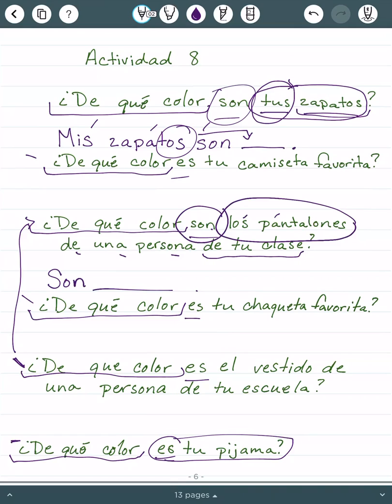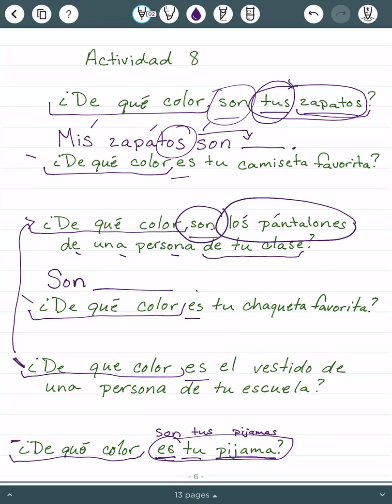The problem here is this right here, es tu pijama. So think grammatically for a second. That is not plural, that's singular. If it were "are your pajamas," literally, it would say son tus pijamas.